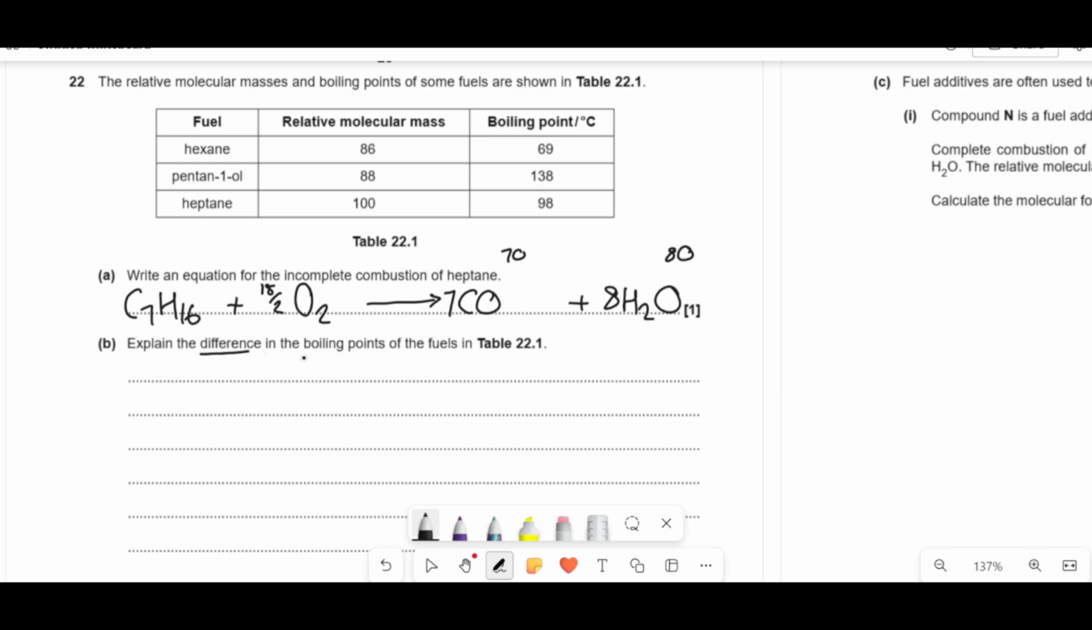Now it says explain the difference in the boiling points of the fuels in this table. So if we have a look, hexane has got a boiling point of 69. Pentan-1-ol is the highest. Heptane is the second highest. And then this is the lowest. So let's have a look at what's differing between the two of these. Between hexane and heptane, this one is simply just longer, right? Versus this one, which is shorter. Whereas the difference with pentan-1-ol is that it has an O and an H.